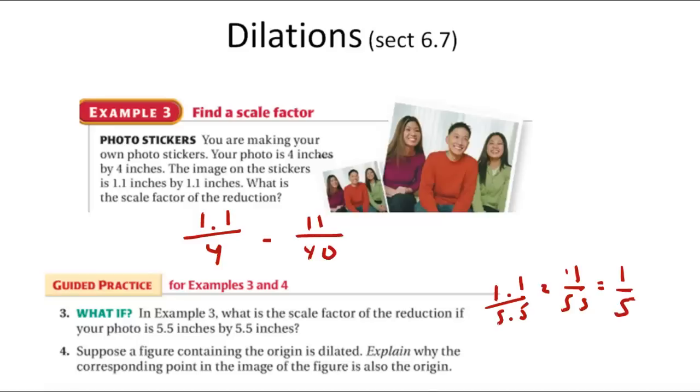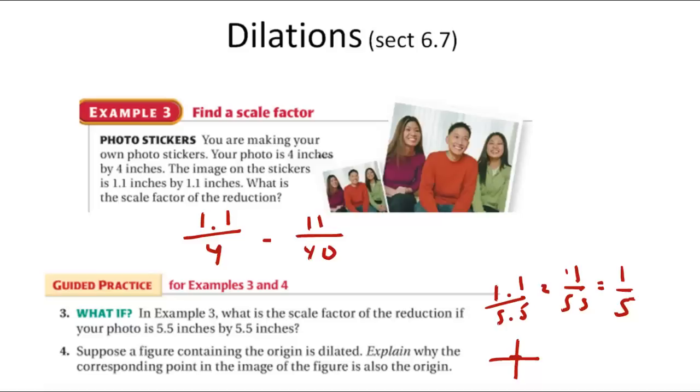What I really wanted to talk about was question 4. Suppose a figure about the origin is dilated. Explain why the corresponding part on the figure is also at the origin. So if I were to take you back to the other dilations and you looked at the other problems we did, you'd notice that they got smaller, but they didn't really stay right on top of the other one. They kind of moved a little bit. So if I have a point that's at the origin, which remember is 0, 0, why would it stay at the origin?